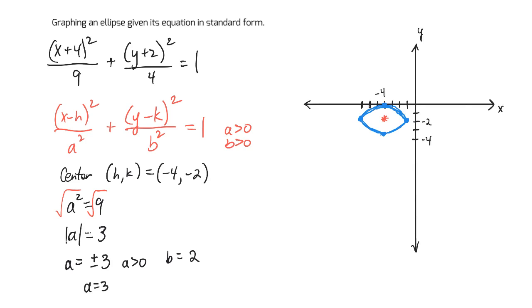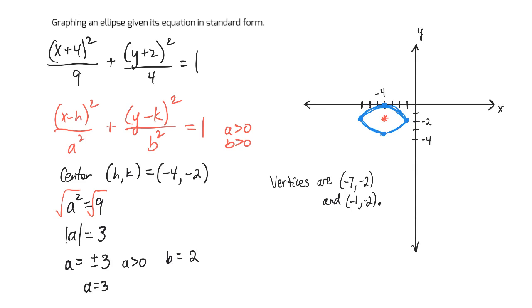Why don't we give this some labels? Let's talk about the vertices. The vertices are, in this case, let's see here, -7, -2, and what else? Let's see, -1, -2. And remember, the vertices are on the major axis.